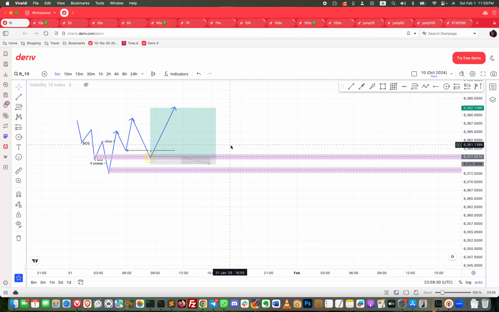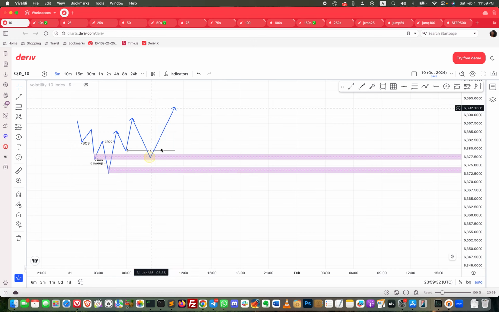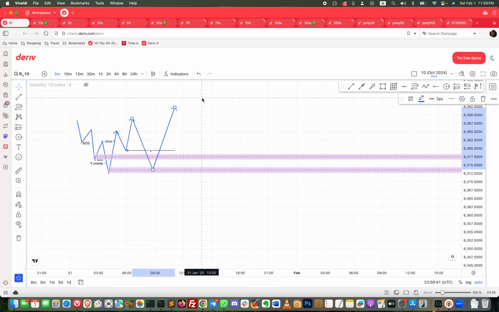So you would have gotten a trade. But you need to be very watchful, because the market could have come here and reacted from the lower POI. We don't know what the market is doing. Our job is to identify the structure. We are following the structure.